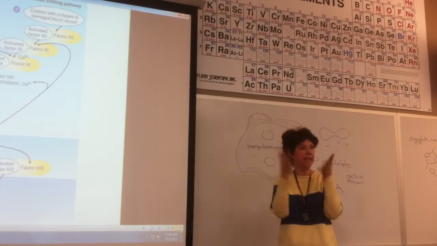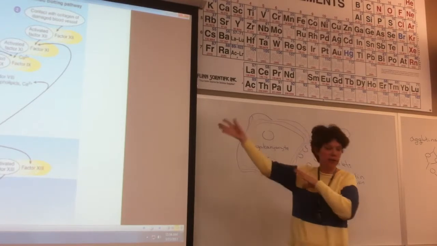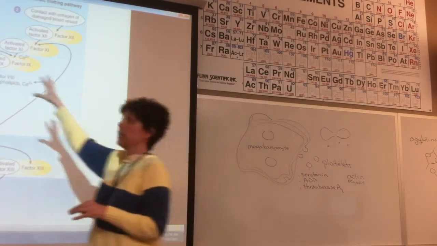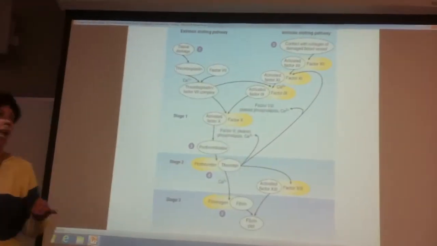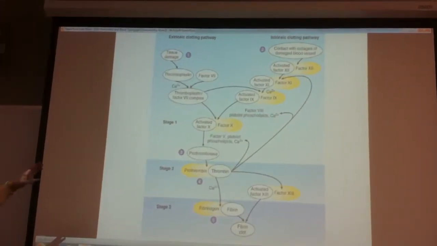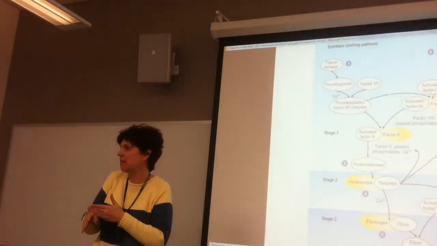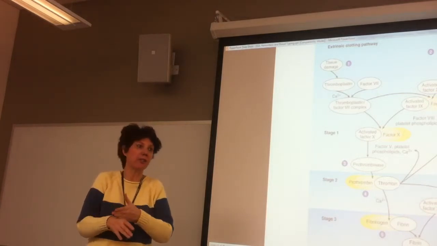I'll go through the steps, but you don't have to know every identical step. All right, and I'll tell you what I want you to know. First of all, in this diagram, you can see that there is an extrinsic pathway and an intrinsic pathway. What we're talking about is what the origin is of the trigger in the activation of the clotting factors. The extrinsic pathway requires damage to surrounding tissue. So you cut yourself. You had to cut the epithelium and the connective tissue before you got to the vessel wall.